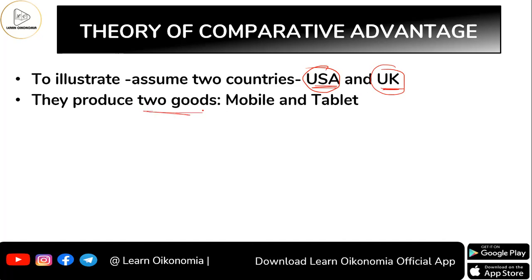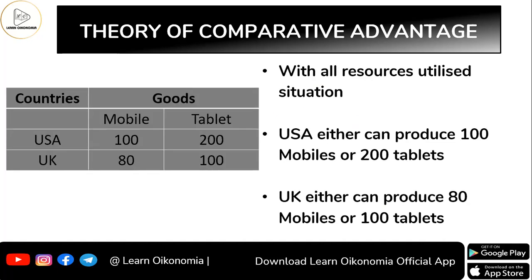We do have two goods context here. The first good is called mobile phone and the second good is called tablet. Mobile and tablet, these are the two commodities that we use here. USA, UK are the two countries, and mobile phone, tablet are the two commodities. Now, we are moving on to a context. I'm giving you a table where I'll be talking about how USA is producing mobile phones and tablets and how UK is producing mobile phones and tablets.